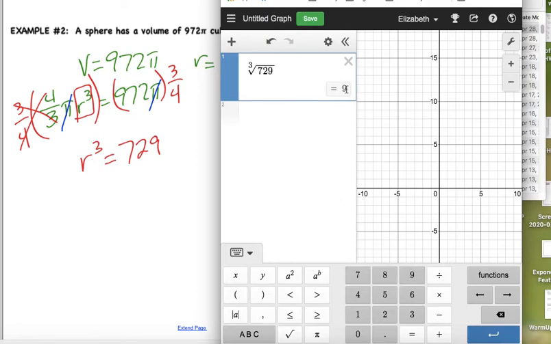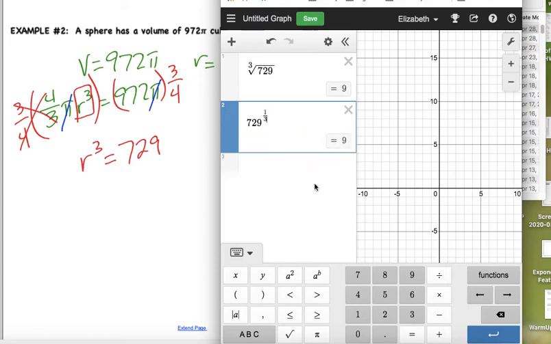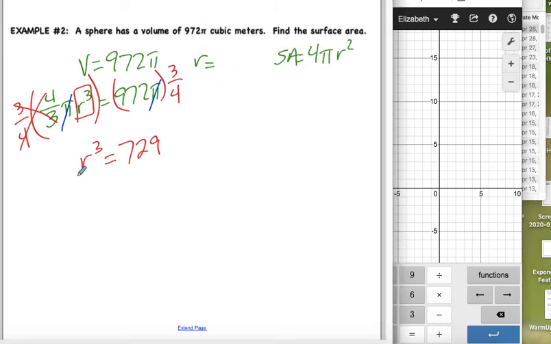And you get 9. Another way to do a cube root is to take your number that you want to do, push a to the b, and in your power, make it 1/3. And that will do a cube root. A square root would be a power of 1/2, and a fourth root would be a power of 1/4. So those are a couple of ways to do a cube root using Desmos, but we are getting 9. So the radius is 9 meters. And now we're going to go over to the surface area.